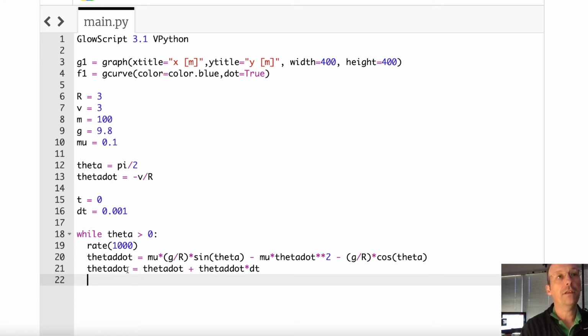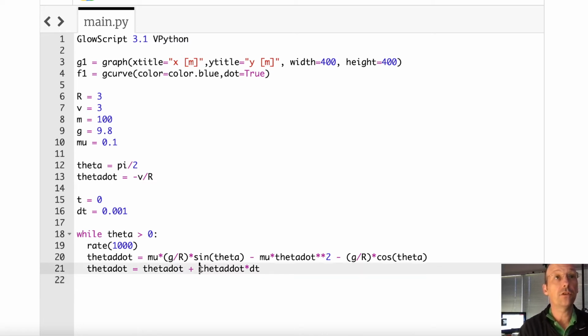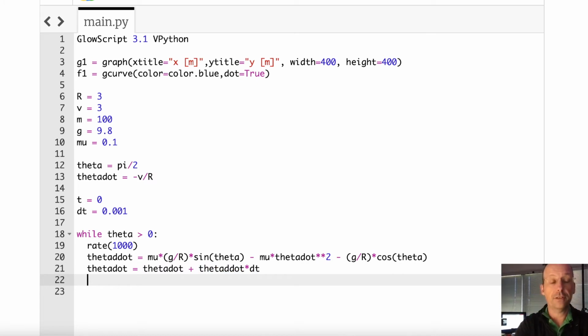That's why we don't have to put these indices on there. It just takes whatever the value of theta was, adds this stuff to it, and then makes that the new theta dot. So it's done. I don't need to do theta 1, theta 2, theta 3. It just keeps changing it.